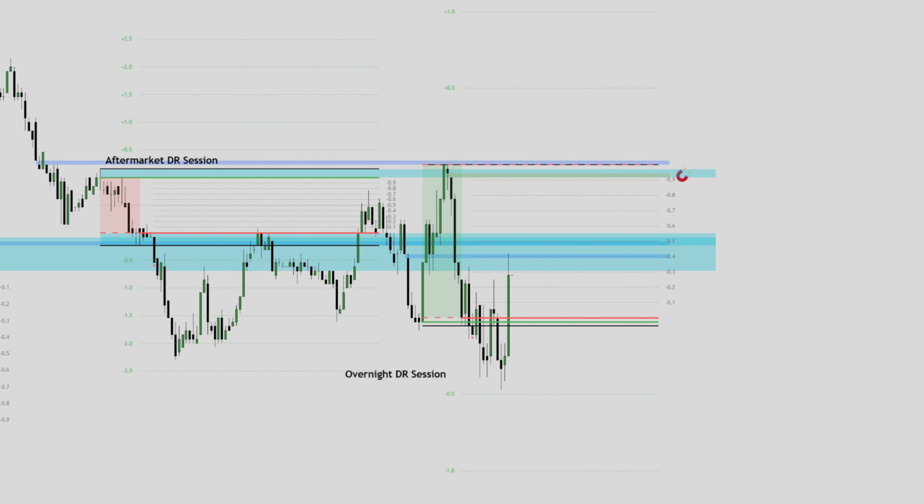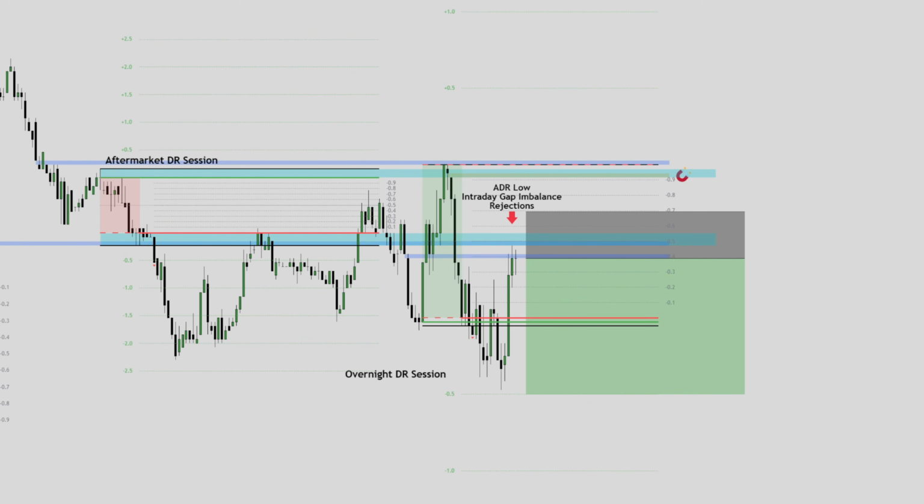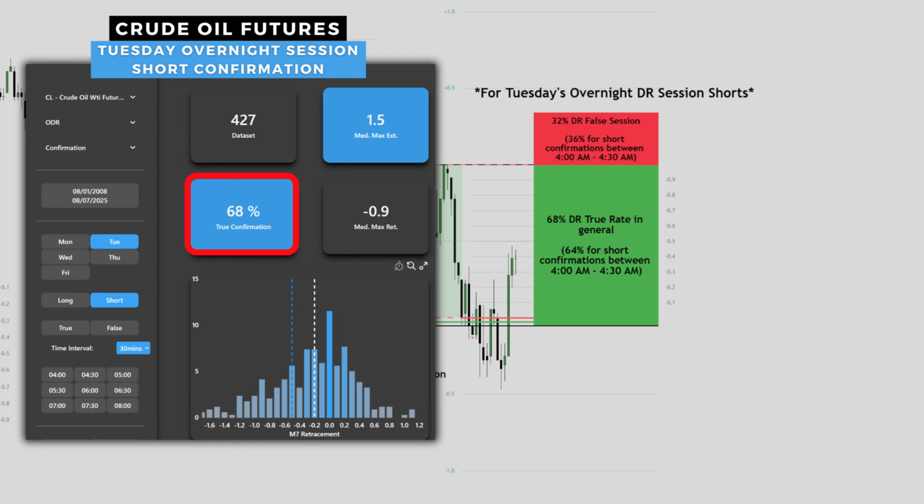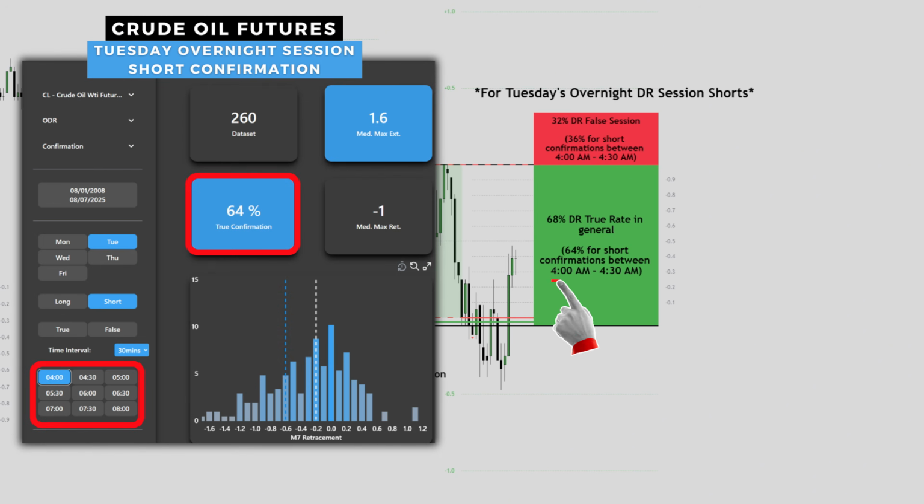Moments later, price offers you this: a rejection from the aftermarket lows combined with intraday gap imbalances. Would you feel comfortable taking a short trade here? Technically, it's reasonable, but the cons outweigh the pros. Data-wise, Tuesday overnight sessions on crude oil with a short confirmation have a relatively low rate of holding true. It sits at 68% in total, while short confirmations in the first half hour from 4 to 4:30 a.m. drop to even a 64% true rate.